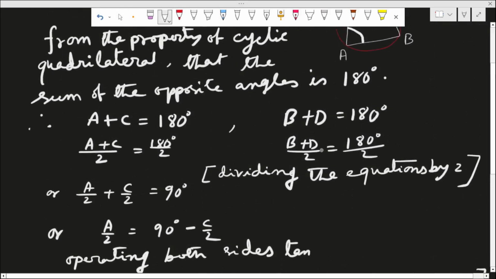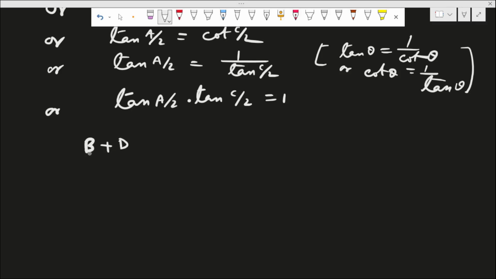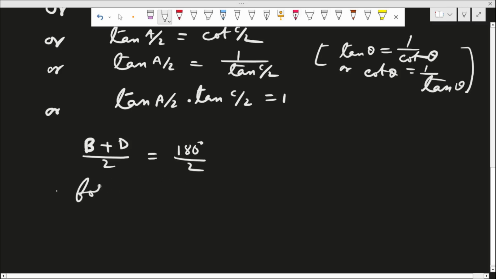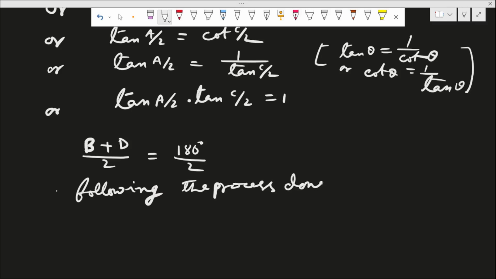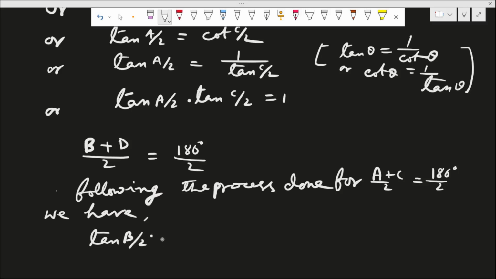Similarly, from the equation B plus D by 2 is equal to 180 degrees by 2, following the similar process done for A plus C by 2 is equal to 180 degrees by 2, we have tan B by 2 into tan D by 2 that is 1.